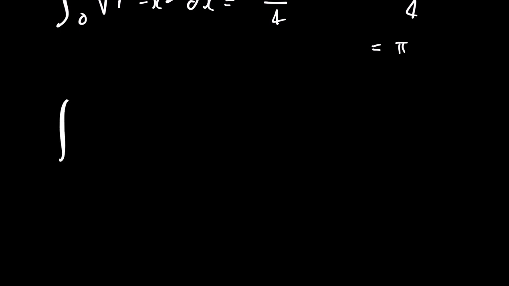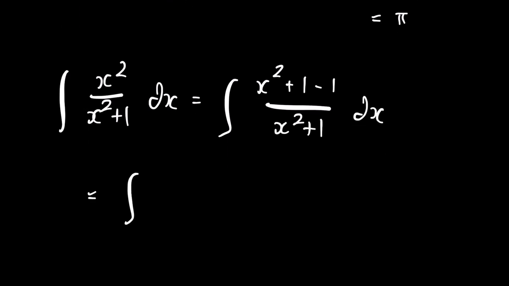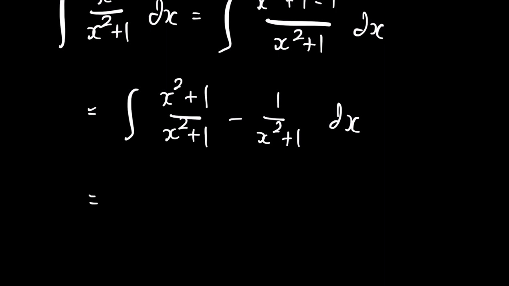Let's move on to a really nice and simple technique, adding 0. If we have an integral like this, x squared plus 1 minus 1 will let us solve the integral much easier. Here we can split the integral up. We have x squared plus 1 over x squared plus 1 minus 1 over x squared plus 1. The left-hand expression is 1, and the integral of 1 is x.